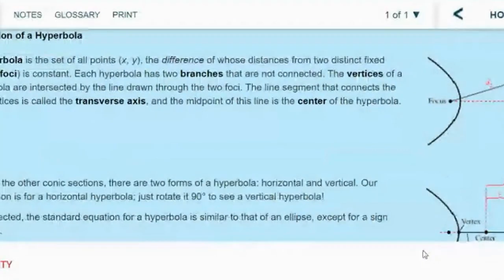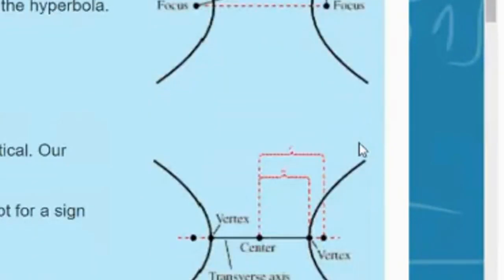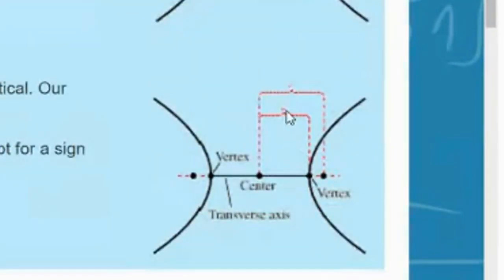I can't blow it up much more than that. So we see here the distance 1 plus distance 2 is what they talk about. We subtract that, you'll get the same number everywhere. But I'm going to go down and look at this. A is the distance from the center to the vertex. Remember that the center is going to be on the same line as the vertex and the two focus points.